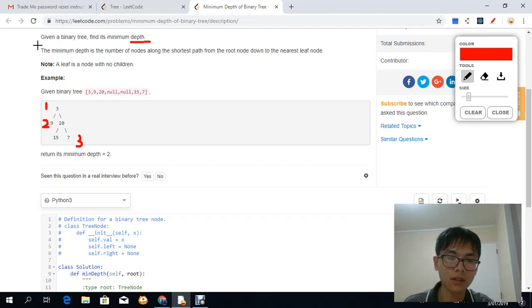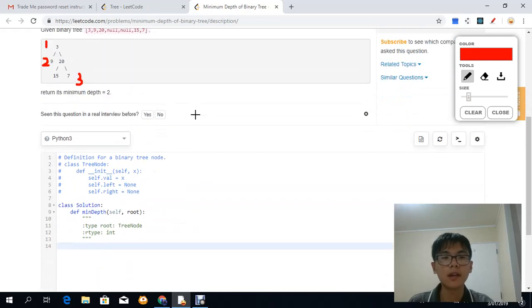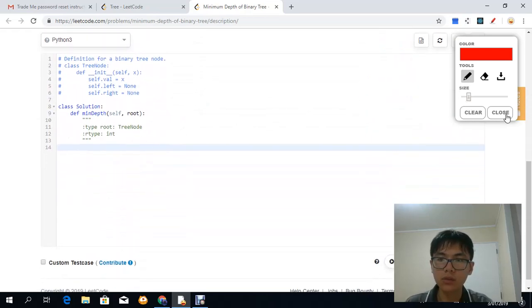So look at the definition. The minimum depth is the number of nodes along the shortest path from the root node down to the nearest leaf node. The nearest leaf node is 9. So 3, 9, that is 1, 2. Okay, let's get into coding.